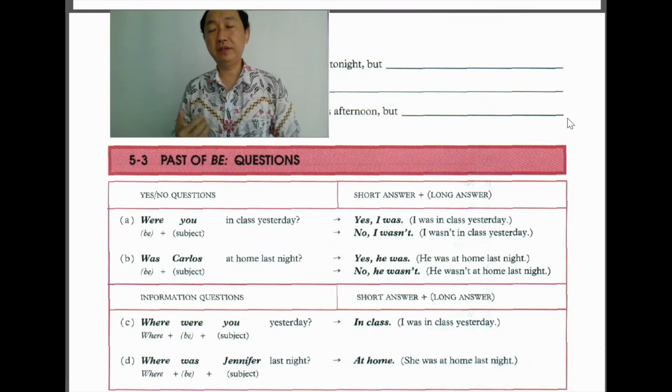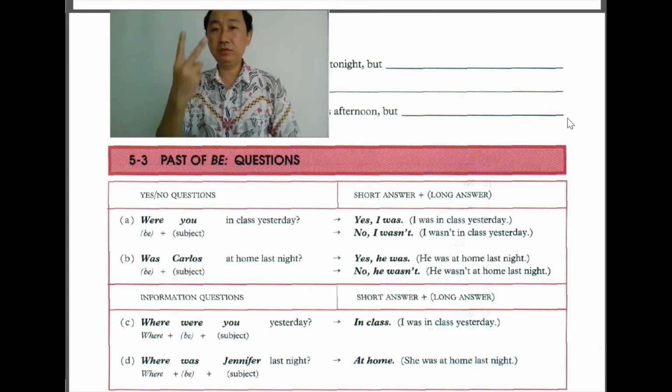Okay, and then after finishing the positive verb and negative verb, we have questions. Number three is questions, or question verbs, question sentences. Questions are divided into two: yes/no questions and information questions, or WH questions. So remember, yes/no questions and information or WH questions.